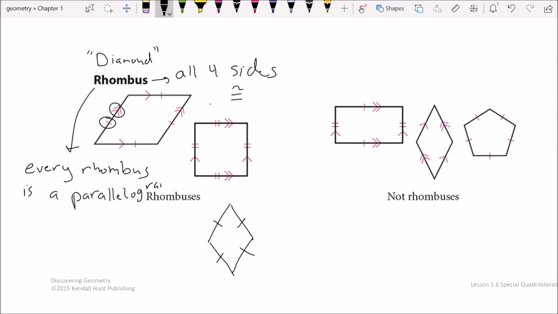On the right, why are these things not rhombi? You have two different sides here, so that one's out. What's wrong with this one? It sure looks like a rhombus. But notice, those markings say there's two pairs of parallel sides. We need all the sides to be congruent. And the third one is 5 sides. That's a pentagon. Too many sides.